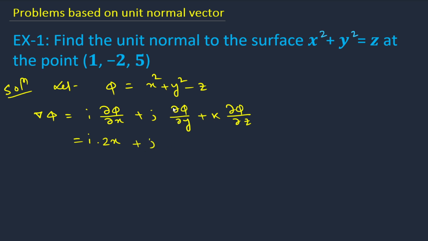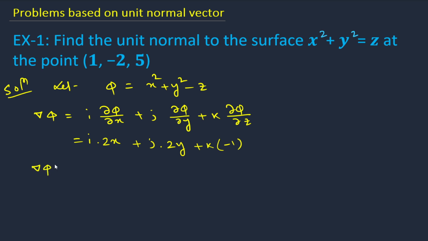Similarly, j cap into, now we are differentiating with respect to y. So first term will become 0 because there is no y. Last term is also 0. So derivative of y square is twice y. In the same way, del phi by del z will be minus 1.